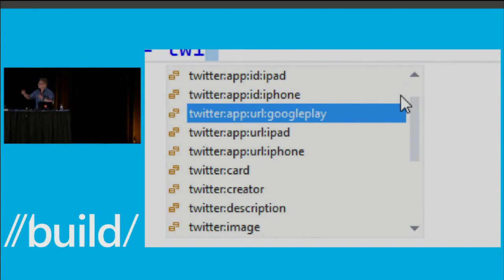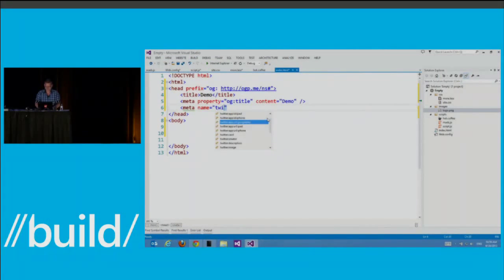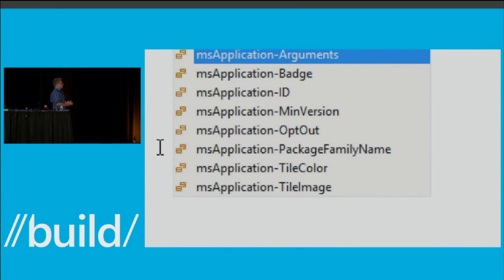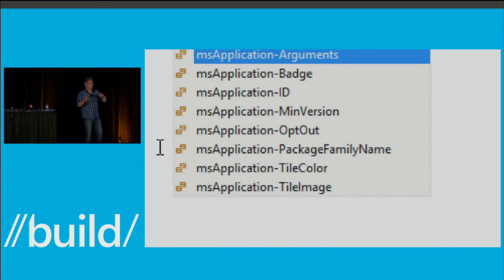So those are the social network integration stuff. That's really, really cool. And it's going to be really easy for you guys. Of course, we also have the Windows and Windows Phone integration. So let's do another one. Meta name. We have all the MS stuff for controlling what happens when you save your URL to the start screen of Windows. We can kind of control what color the tile should be, should there be an image, all those things. You get full IntelliSense for that.